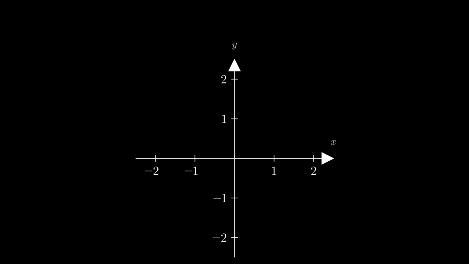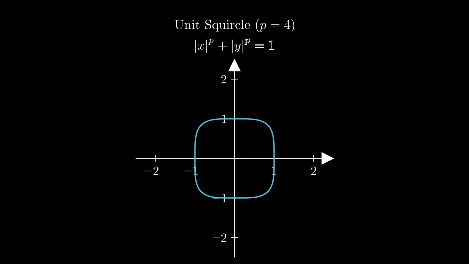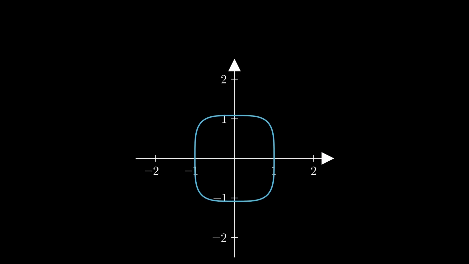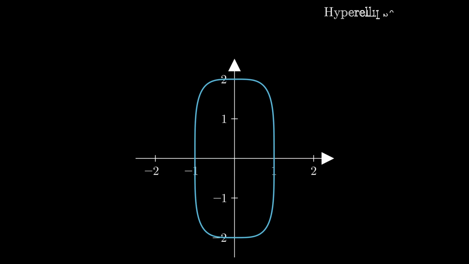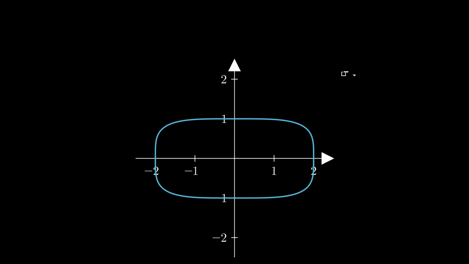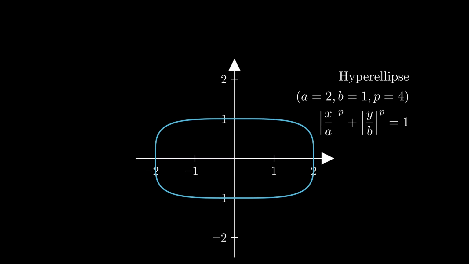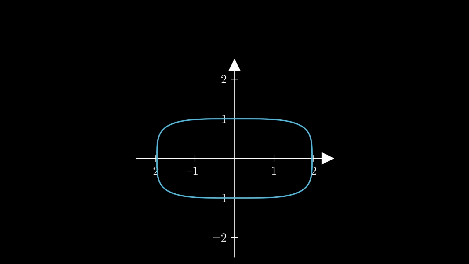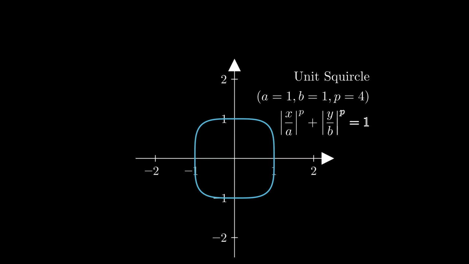Alright, how do we do this? Well, let's start with the unit circle on a two-dimensional coordinate system. By increasing the exponent from 2 to 4, we transform the circle into a squircle. Varying the semi-axes A and B creates a general hyperellipse. Higher B values stretch the shape vertically, and higher A values stretch it horizontally. And back to the squircle, which is also a special case hyperellipse, where A and B equal 1.